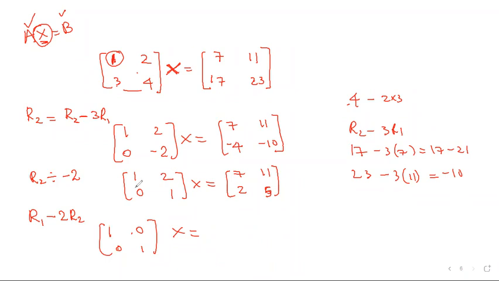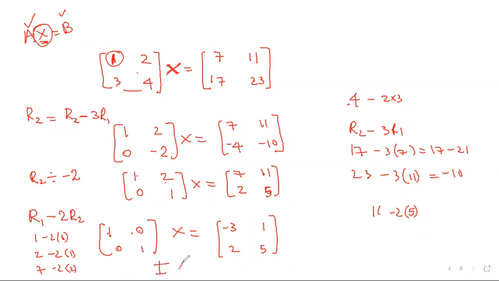So naturally, in R1, 1 minus 2 into 0 will give you 1. 2 minus 2 into 1 will give you 0. 7 minus 2 into 2 will give you -3. Then 11 minus 2 into 5 will give you 1. Right? So much is clear. So this is the unit matrix.